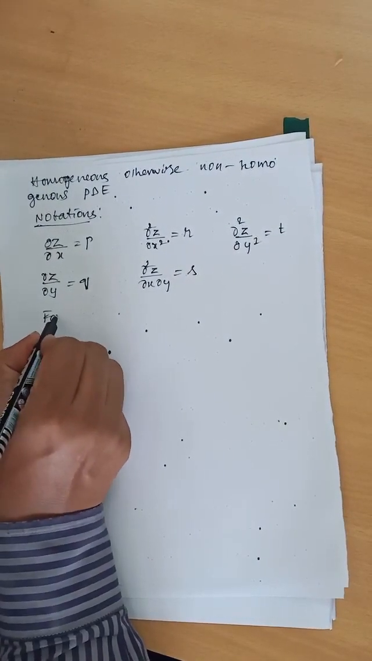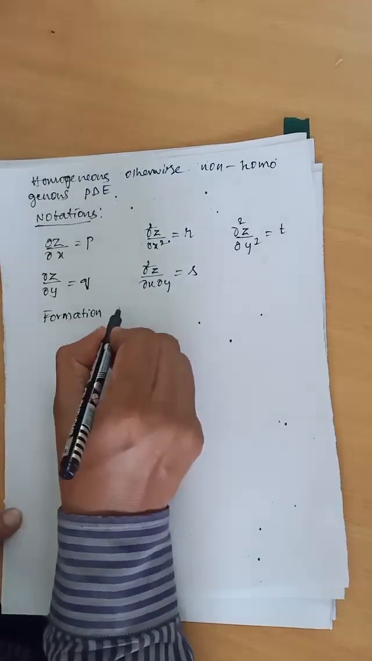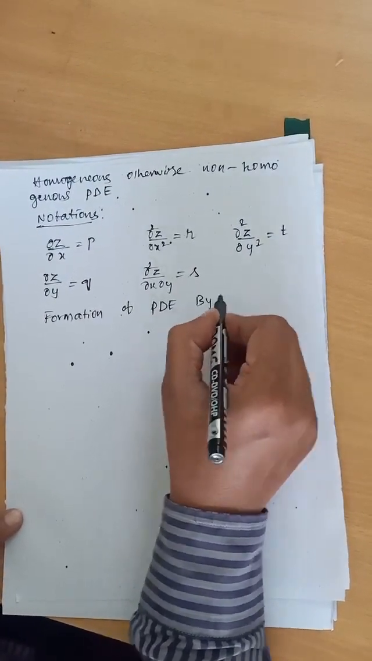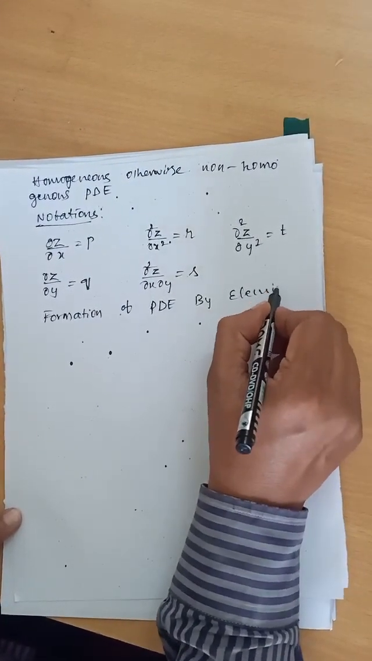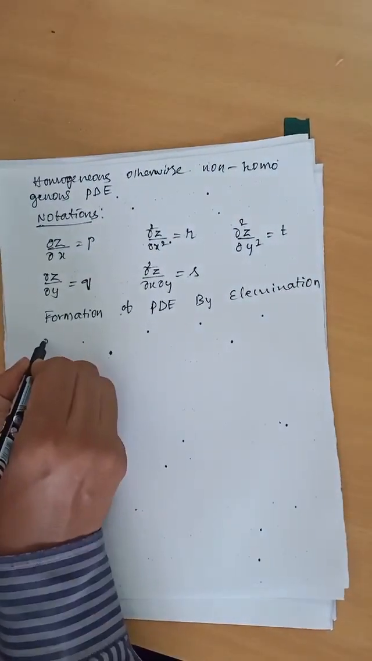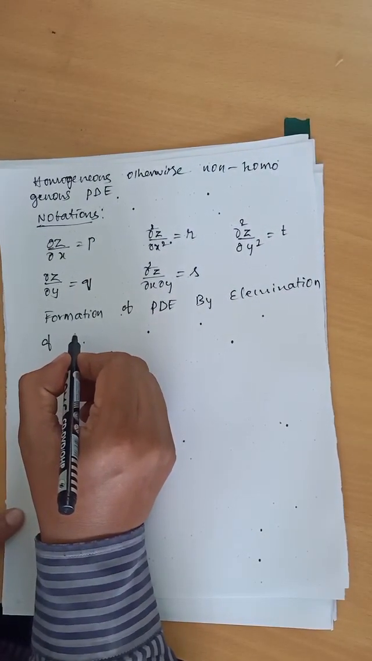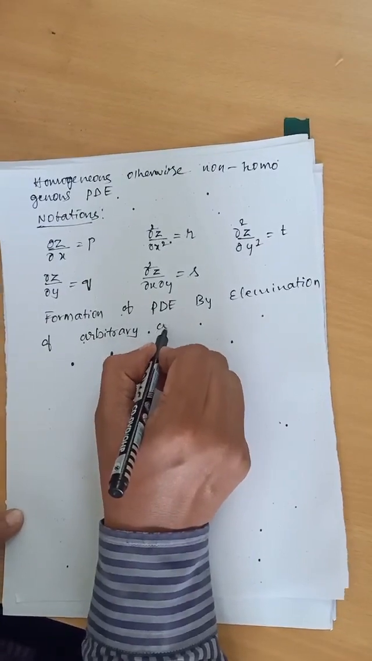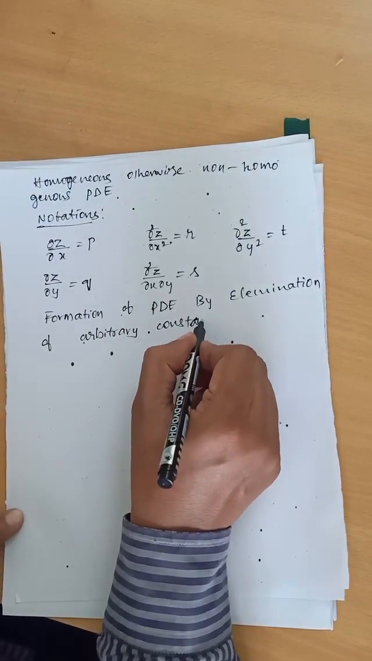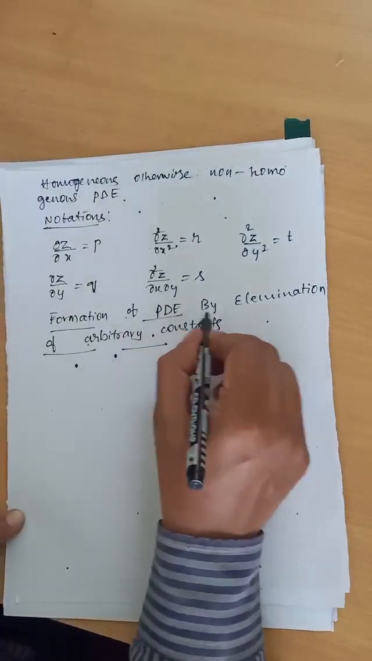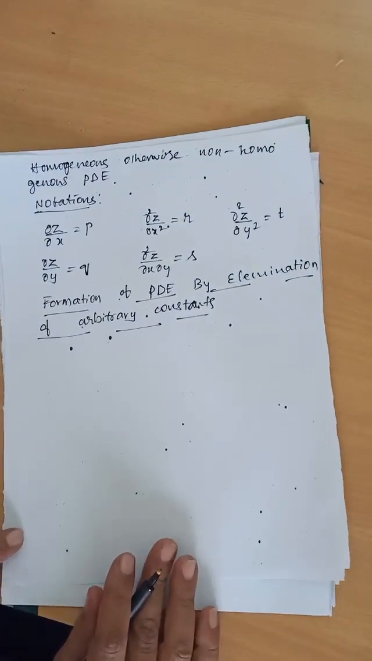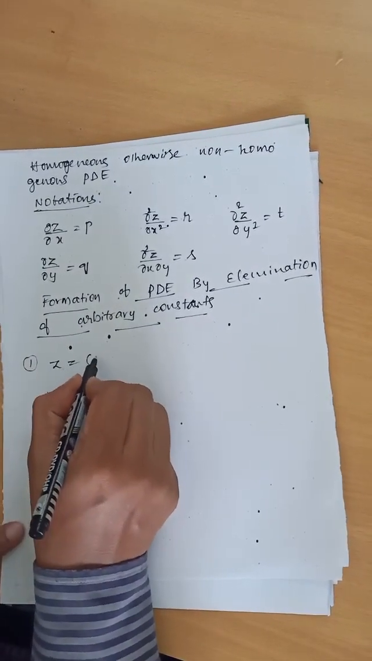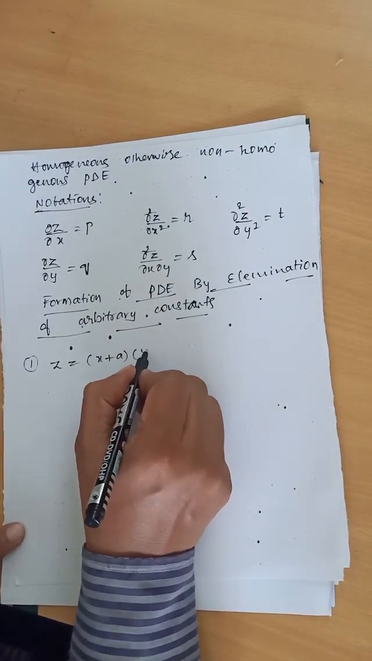Heading: formation of PDE by elimination of arbitrary constants. Example: z equal to x plus a into y plus b.